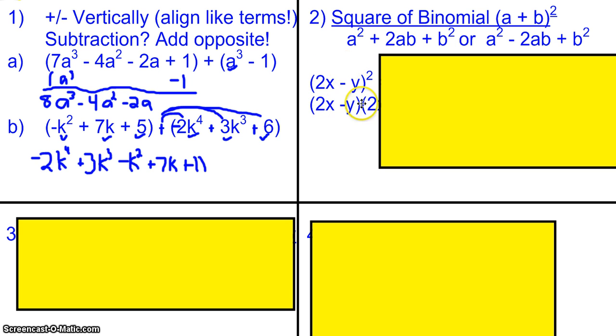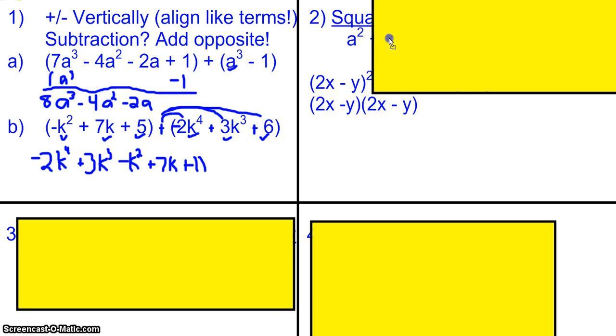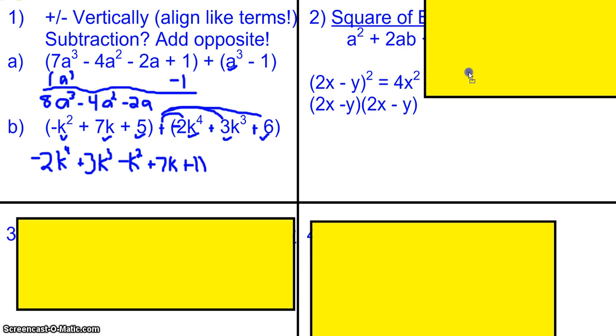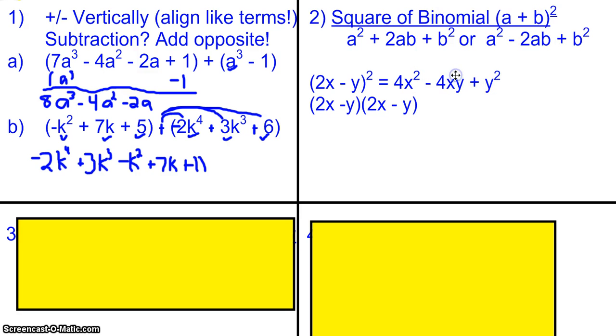Can you give me the square of this binomial? Pause the video, come on back. And hopefully you got it. Hopefully you didn't need to do this, but you could do this in FOIL. Or you could say, what's the first term squared? And it is 4x squared. And the last term squared would be on the end, right? But in between, we would have 2 times 2x times negative y, which is negative 4xy, right? And then, of course, on the end, we have our last term squared. So there we have a perfect square trinomial.